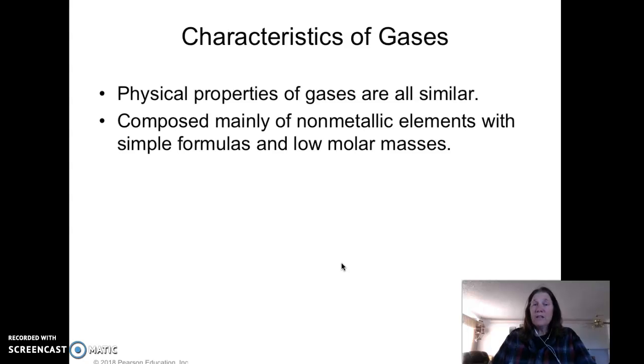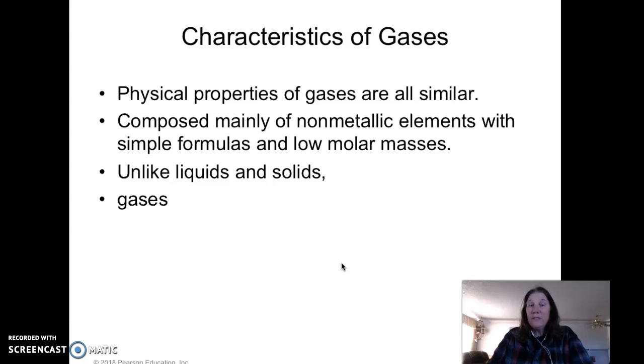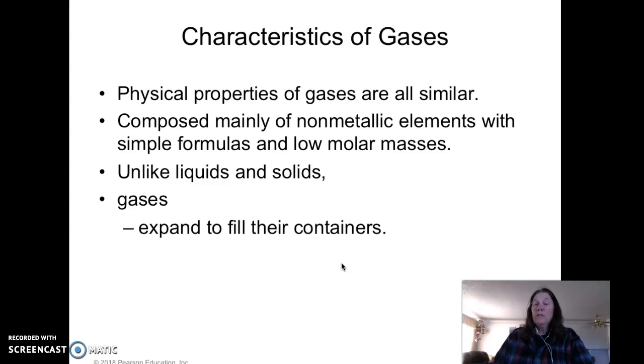Okay, your gases are going to be composed of non-metallic elements. We're talking the non-metals like oxygen, nitrogen, hydrogen, fluorine, chlorine, bromine, those guys. Unlike liquids and solids, the gases will expand to fill their container. So if you have a gas in a 2-liter bottle, it'll fill that 2-liter bottle. If you let it loose and put it in a room that's 250 liters, it will fill the 250 liters. It will spread out as far as it can.